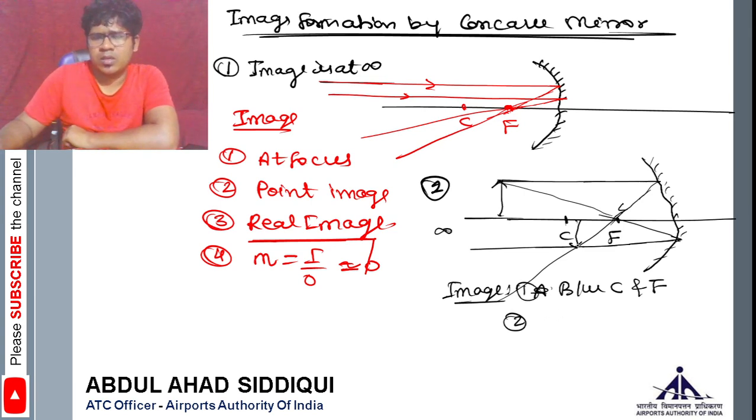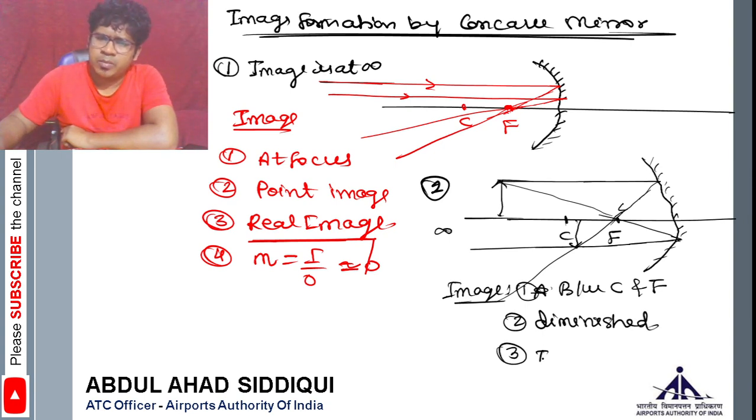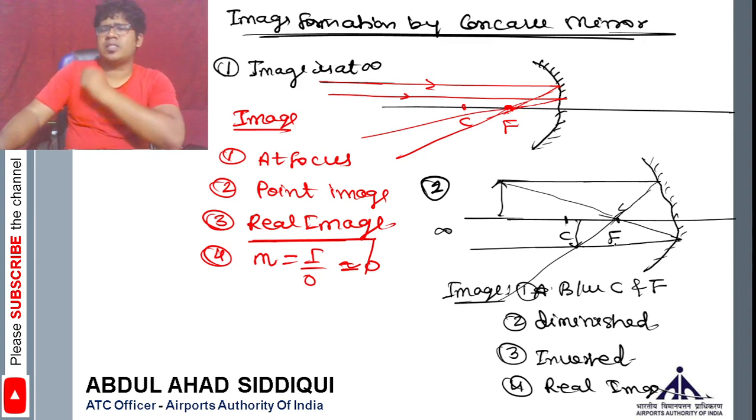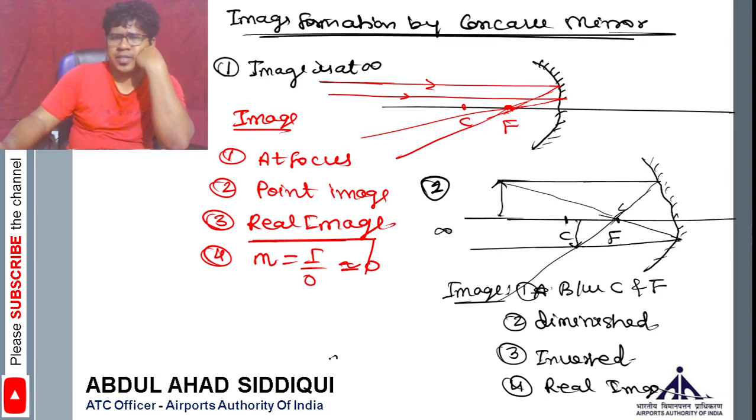Second, diminished or enlarged? Diminished, size means smaller, size has been decreased. Third, inverted image. Fourth, real image, yes, really intersecting, real image. And magnification will be less than 1 in the negative direction, because size is small. So basically it will be within minus 1. So you can say magnification will be less than 0 but greater than minus 1 in this case.